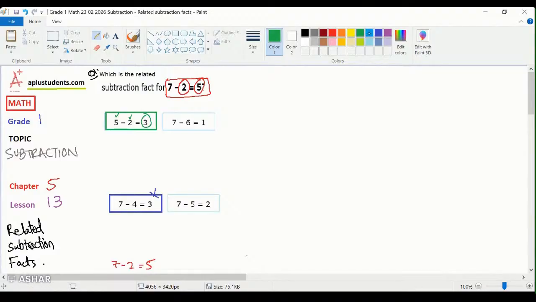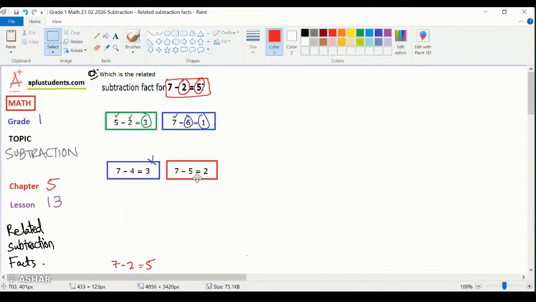Similarly, this option does not have 7. It has a 7, but it does not have a 2 or a 5, right? So what we are looking for is 7 to 5, the reverse equation, right? That means the last option that we have was the correct answer. We already knew what was the correct option. I'm just going through this, okay?